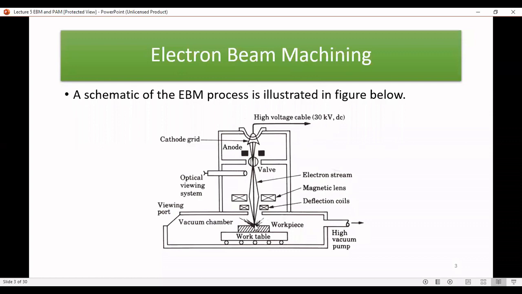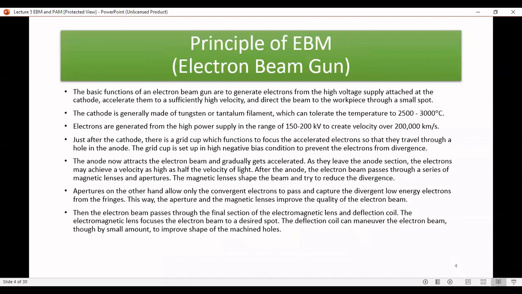Once electrons impinge on the workpiece, the kinetic energy of the electrons is converted to heat, and basically vaporization of the workpiece material happens on the workpiece. Any questions?